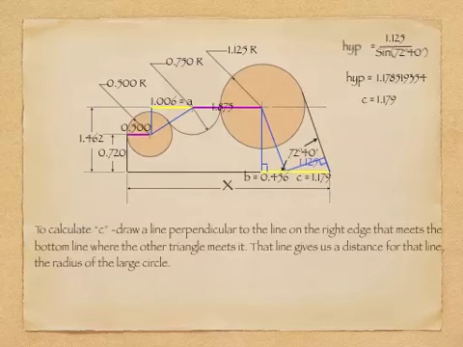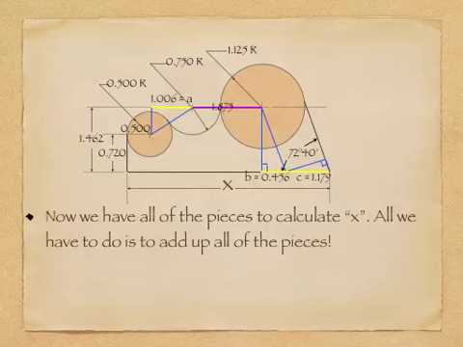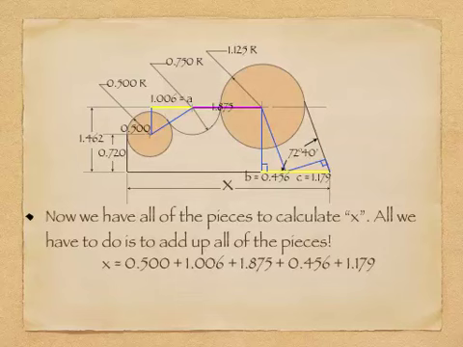Now we have all the pieces of the puzzle to get our length. All we have to do is add them all up. So we add up the 500 thousandths, the 1 and 6 thousandths, 1 and 875 thousandths, 456 thousandths, and 1 and 179 thousandths. The total is 5 and 16 thousandths, and that's the answer to this example.